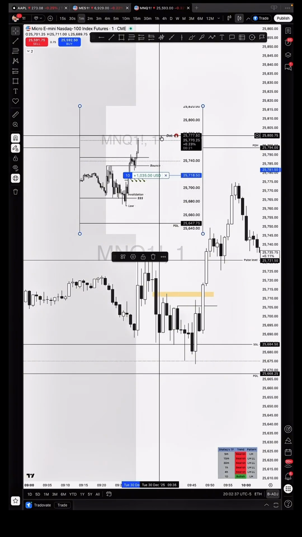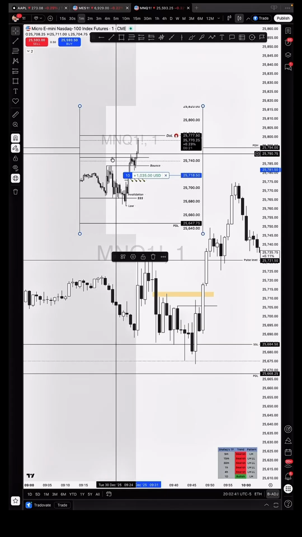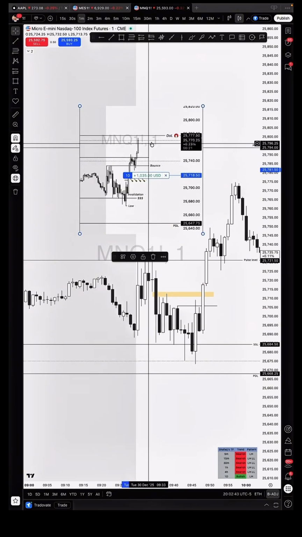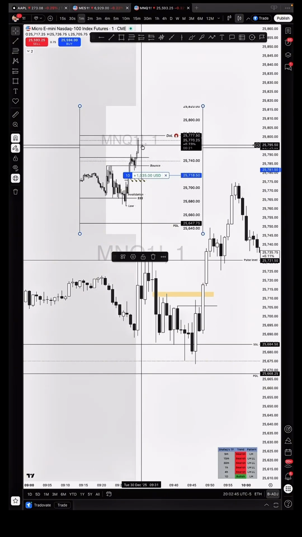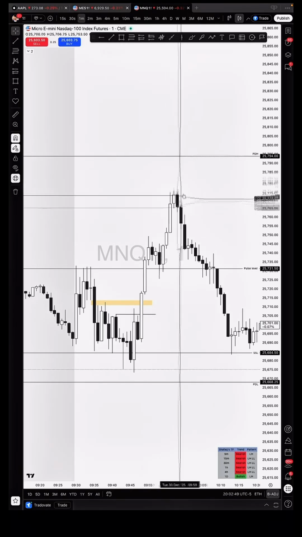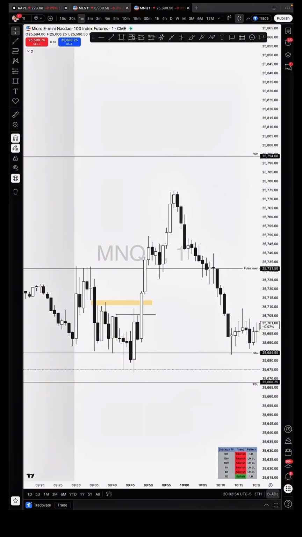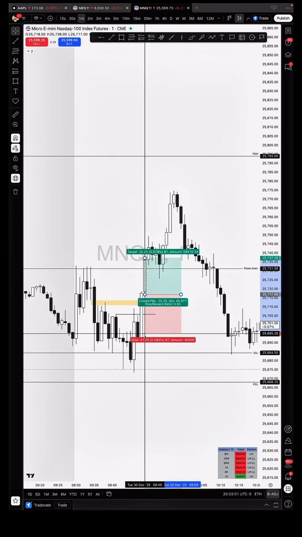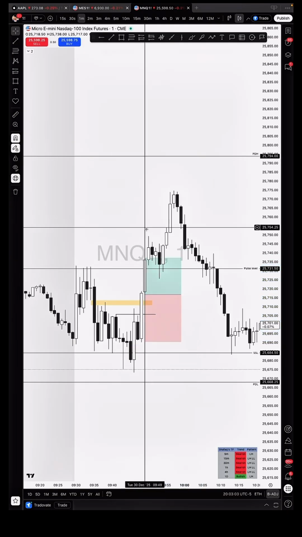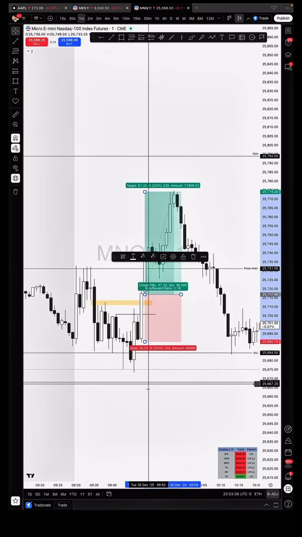And the draw in liquidity was here. The draw in liquidity was on here. Since this is MNQ, it's not always exact, it's a little lower, but on NQ it took the draw. It took the draw on here. So by here, let me show you fib long here, and my stop loss was here. This is a 2.8 R trade.